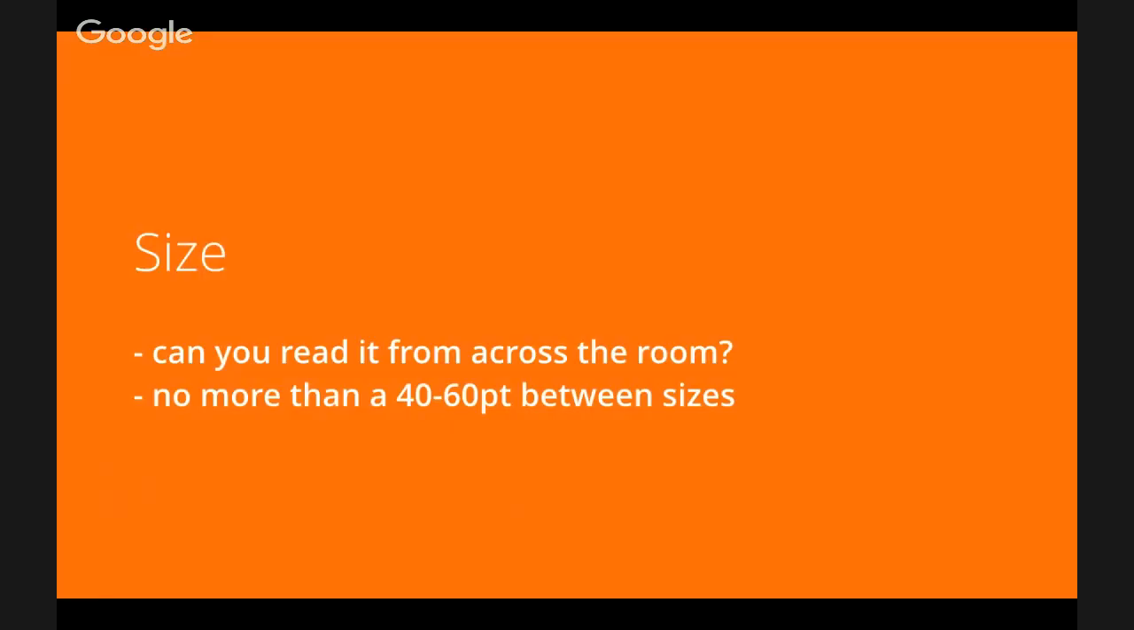Size. Ask yourself, can you read it from across the room? So you simply step back from your computer a little bit. Can you read everything that's on screen? If you can, then you're probably in good shape. And just make sure that you're maintaining that balance between headings and subheadings. 60 points for the titles and 40 points for those subtitles. So just keeping a nice balance between those.